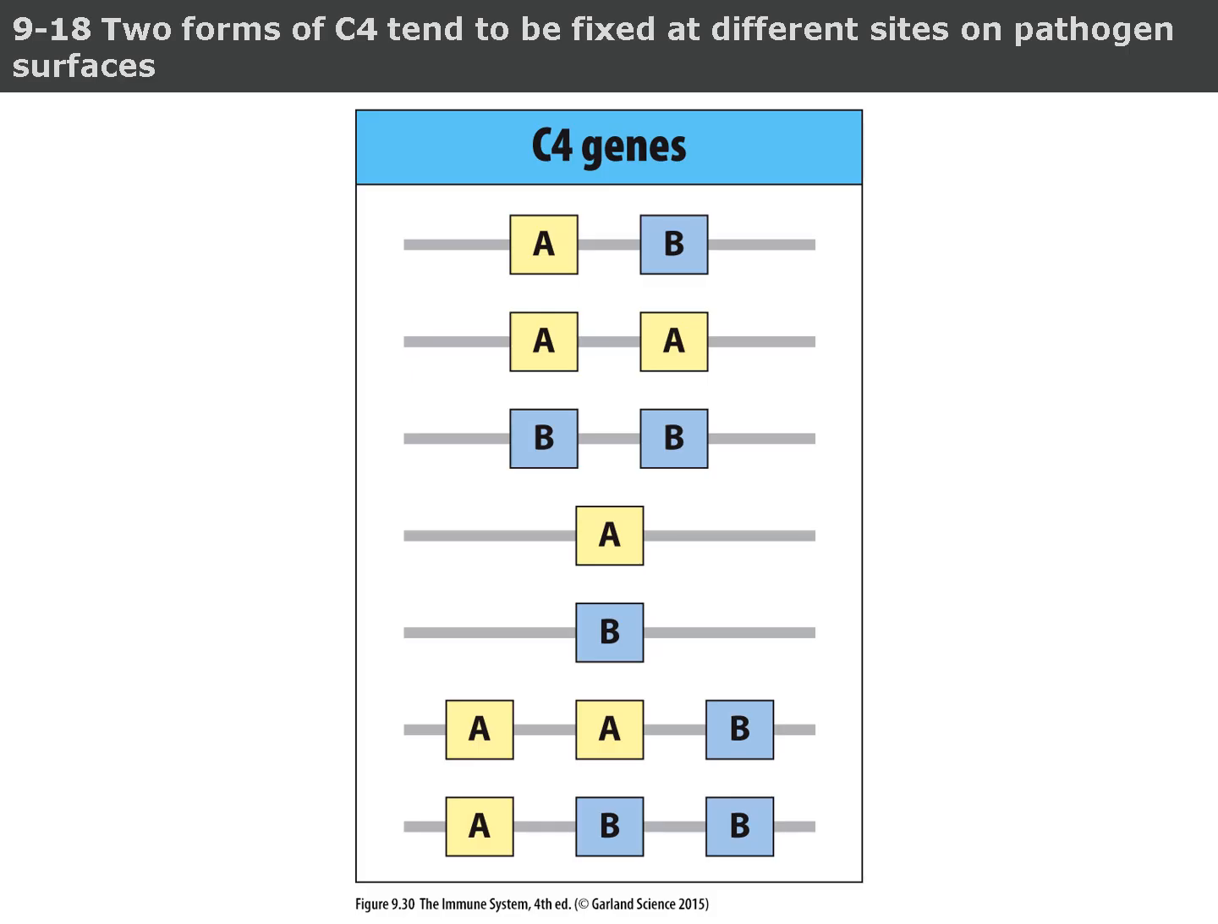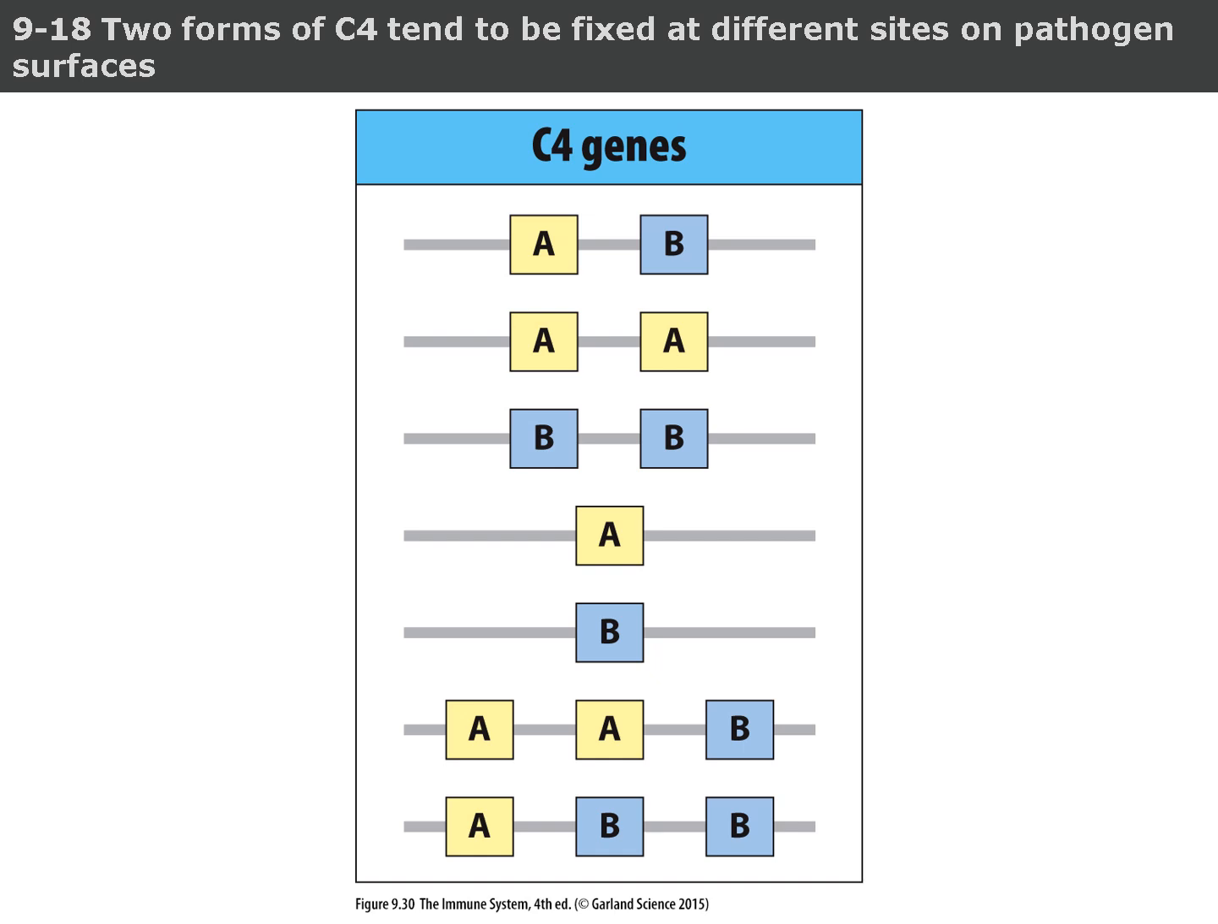This figure illustrates the genetic variation of C4 genes, showing how individuals inherit different combinations of C4a and C4b. Each horizontal line represents the C4 gene configuration in a different person. The yellow blocks represent C4a genes, and the blue blocks represent C4b genes. C4a and C4b encode functionally distinct isoforms of the C4 protein.